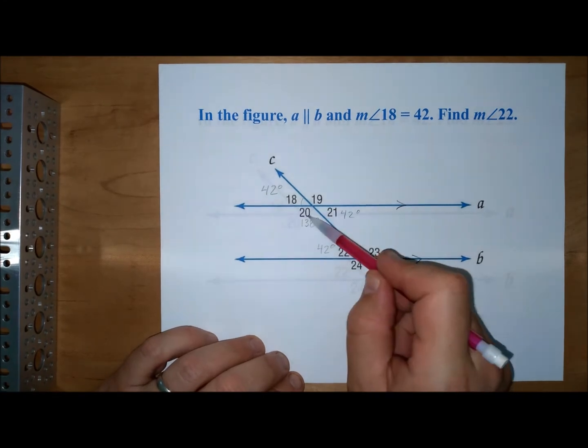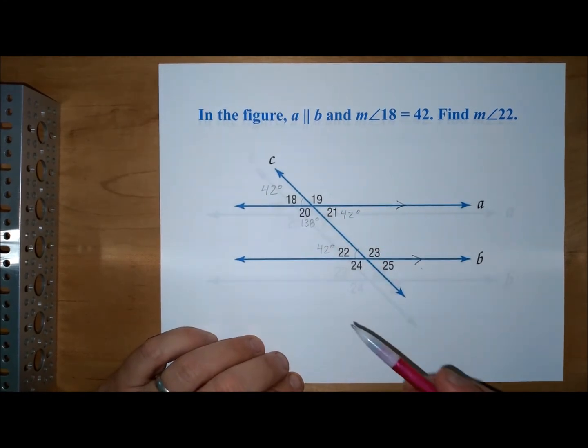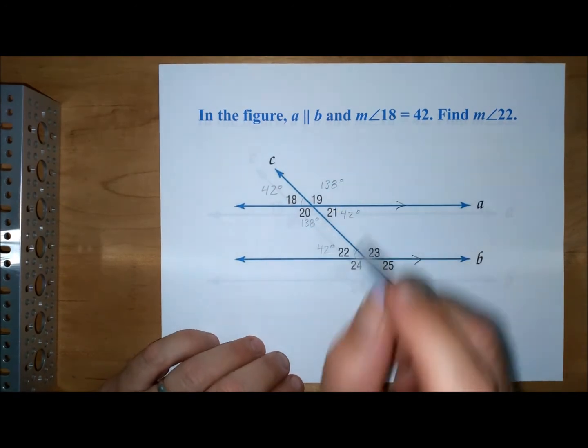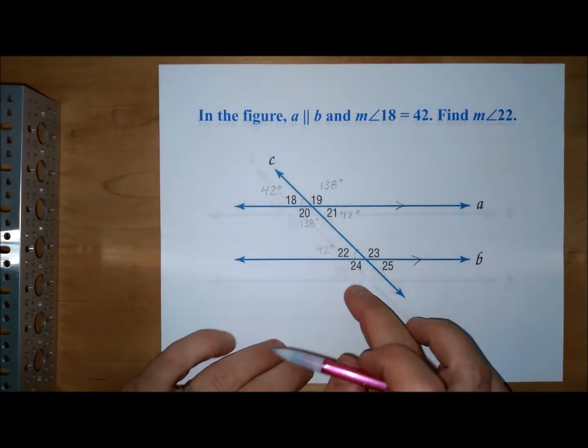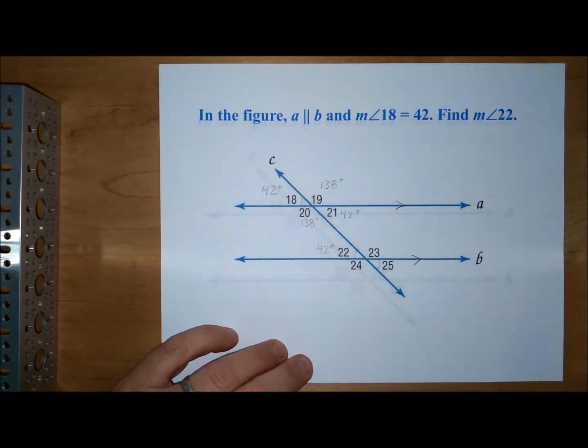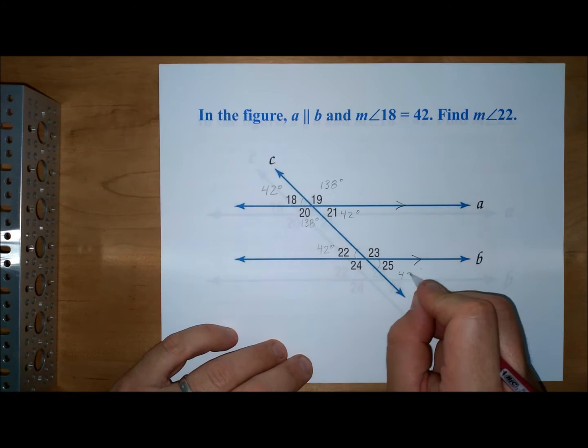And angle 20 and angle 19 are vertical angles. So there's another piece of the puzzle. Vertical angles are congruent. Down here, we can do the exact same thing. 22 and 25 are vertical angles. They're going to be congruent, so that's going to be 42 degrees.